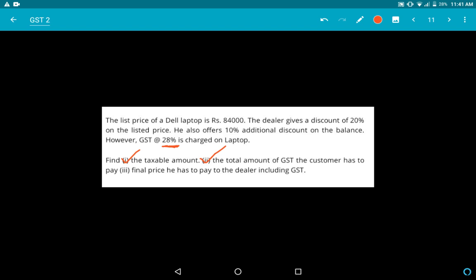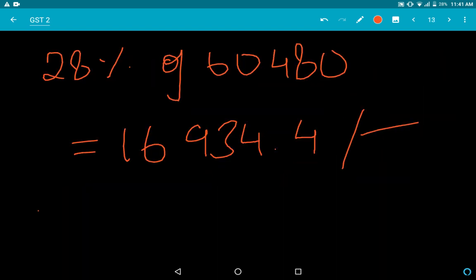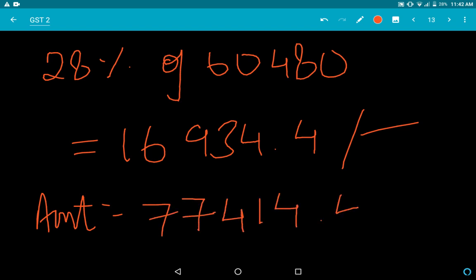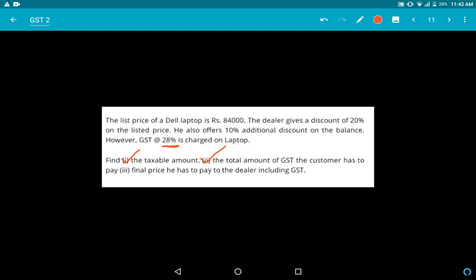Find the final price he has to pay to the dealer including the GST. So what is the amount he has to pay? This plus 60480. That is nothing but 77414.4. Actually, let me give you all the solutions, then I'll tell you how to solve it. I'll do the board question that way.